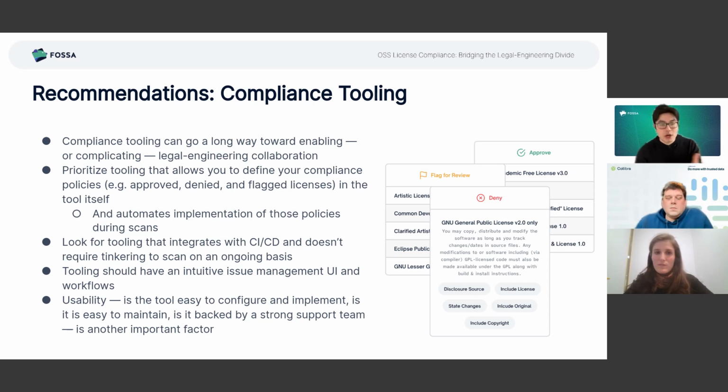Any recommendations from you two, Niels, Begonia, on features that stand out that you feel are very important to a tool being helpful for this process?